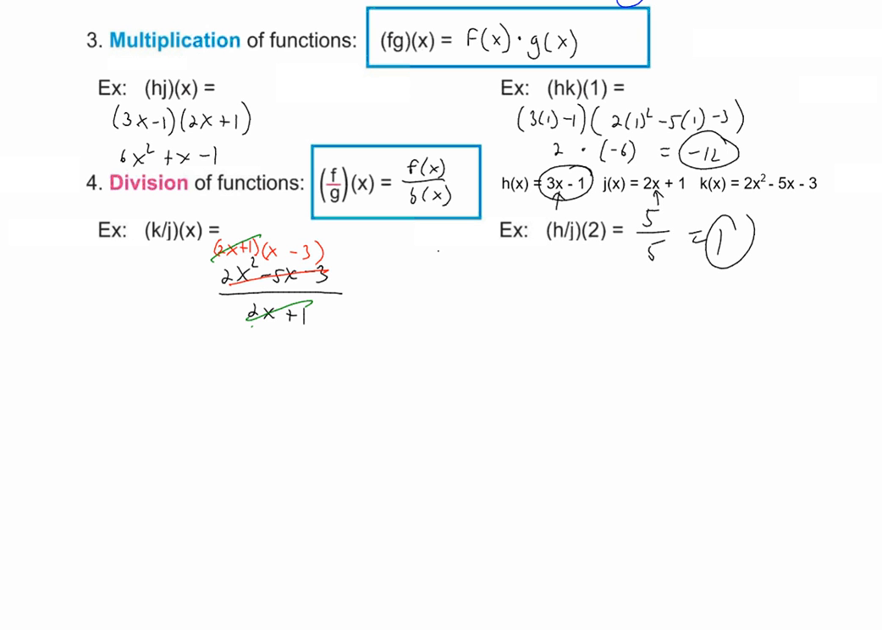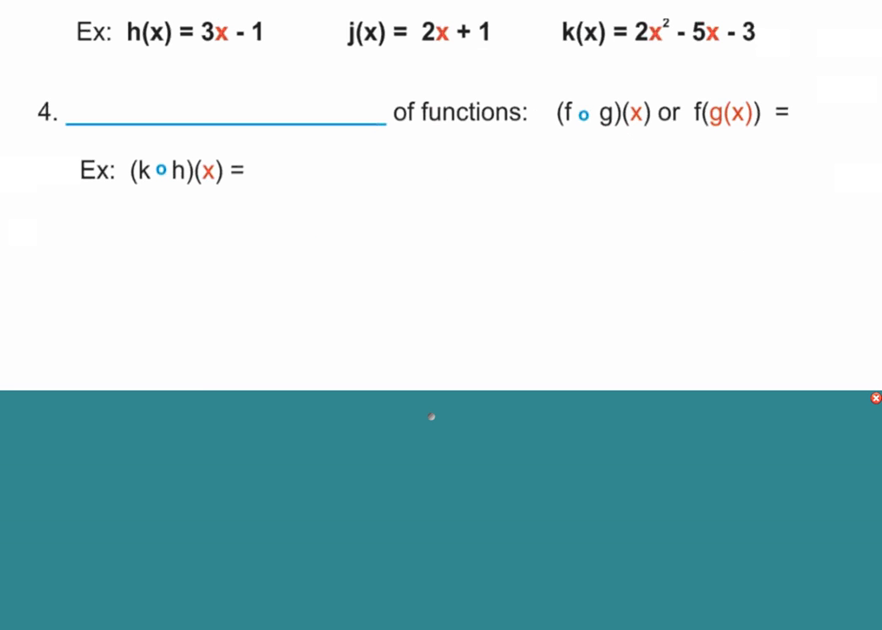All right, again, that's on video. You can go back and look at it. There's one other operation you have to be aware of. So I've got 3 more example functions, and this operation is called composition.